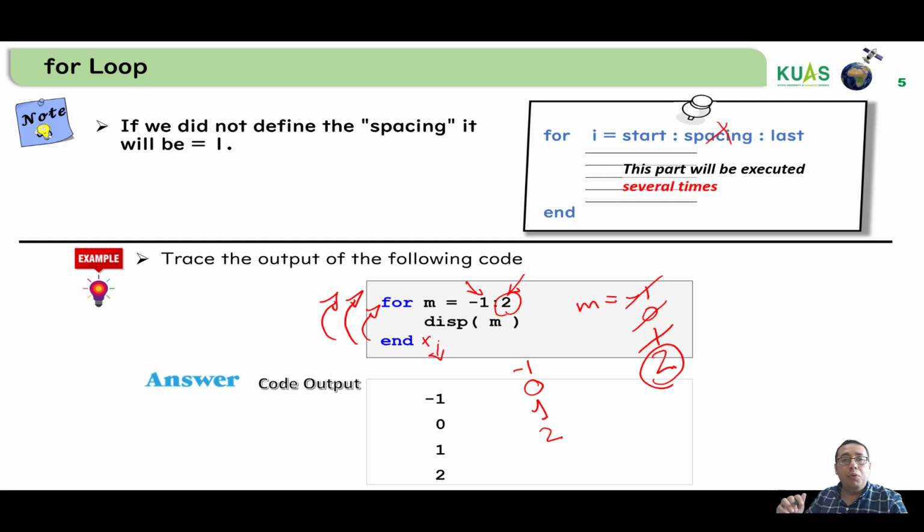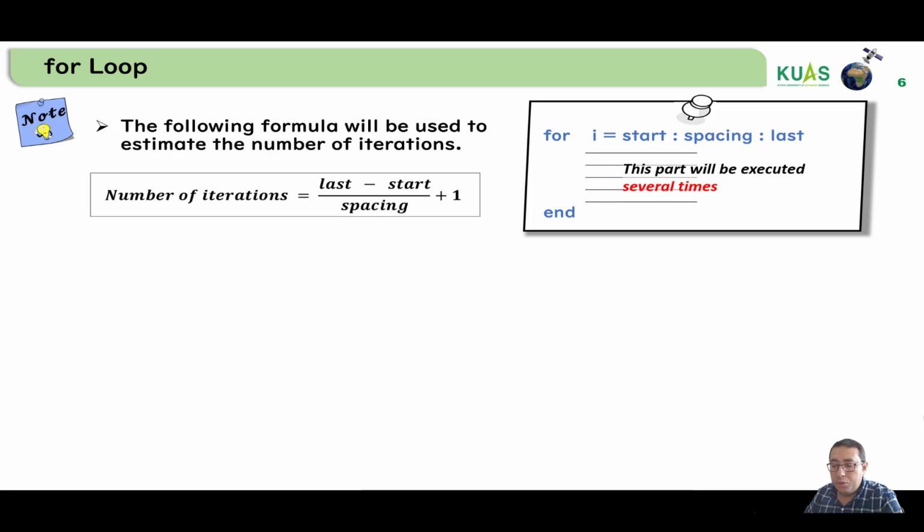So until now, we learned that the spacing could be 1 or any positive value or even a negative value, or we can remove the spacing and the default is 1. So to know how many loops or iterations the for loop will do, it is very easy. Because we know the start, the spacing, and the last, the number of iterations is equal to last minus the start, divided by the spacing, plus 1.